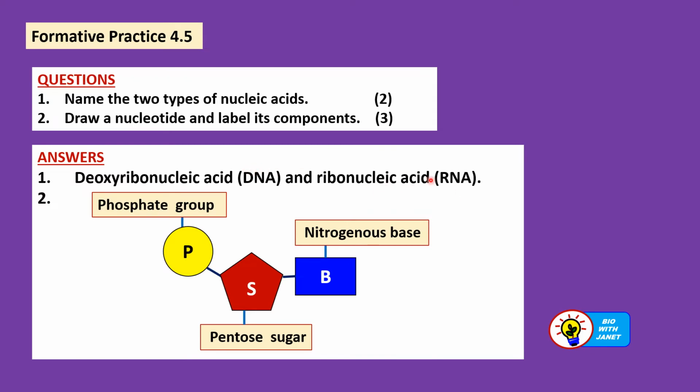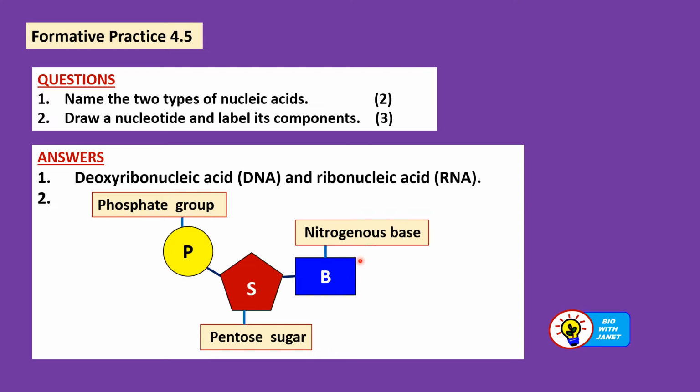Okay, DNA and RNA. Then draw a nucleotide and label its components. So you have to be able to draw the nucleotide, which consists of 3 parts. Normally we use a circle to represent the phosphate group, which is attached to the pentose sugar, right? So for DNA, the pentose sugar is deoxyribose, and for RNA, the pentose sugar is ribose sugar.